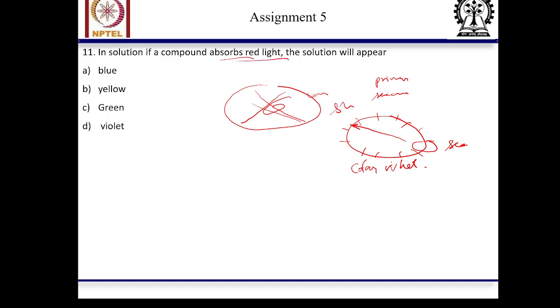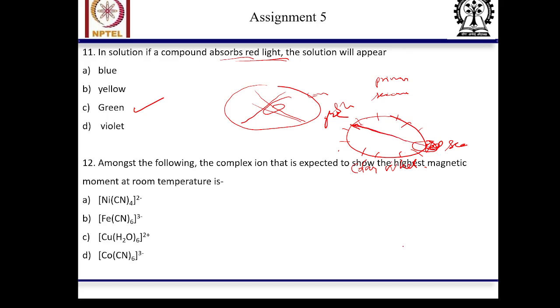Whatever the compound absorbs, the opposite color will be shown. So if it absorbs red, the opposite color will be green. People can go and look at the color wheel, and I have just told you how it forms. First we take the 3 primary colors, we generate 3 secondary colors, then in between we generate 6 tertiary colors, and then we find the opposite color, and the opposite color will be shown.